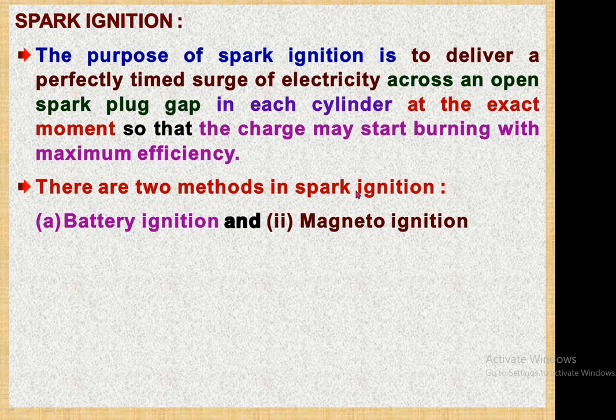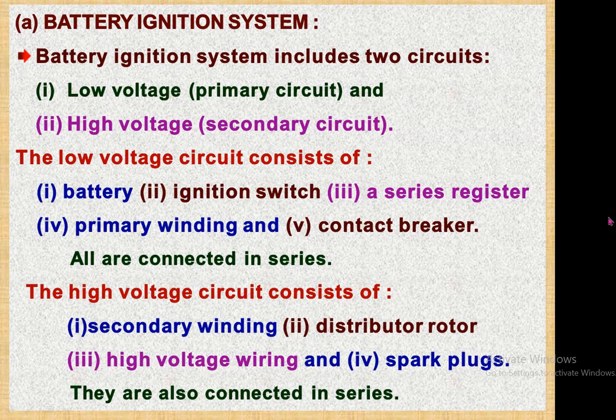There are 2 methods in spark ignition. Means spark ignition is of 2 types, or 2 methodologies are used to ignite the air fuel mixture using spark ignition. First is battery ignition and second is magneto ignition. These 2 methods are employed. The battery ignition system includes 2 circuits: low voltage, that is the primary circuit, and high voltage, that is the secondary circuit.